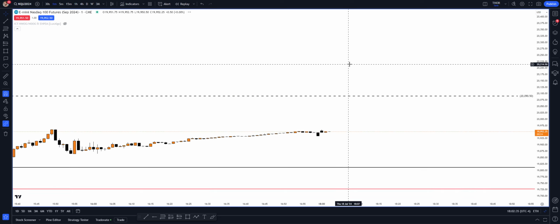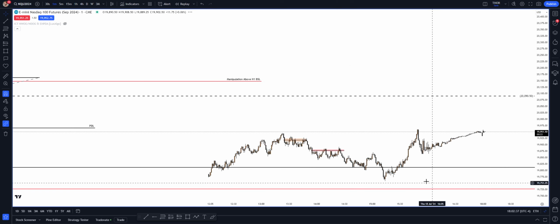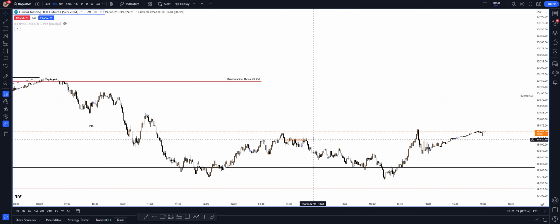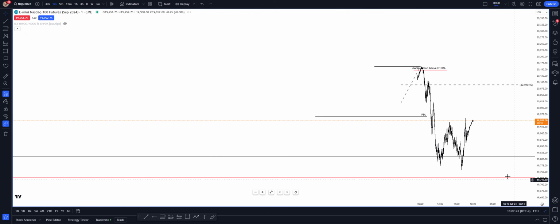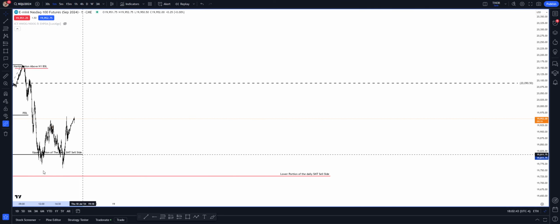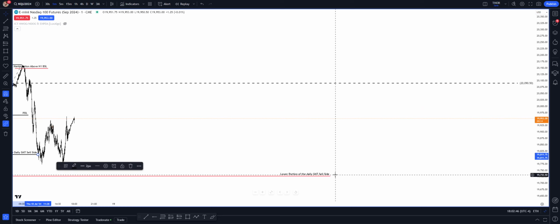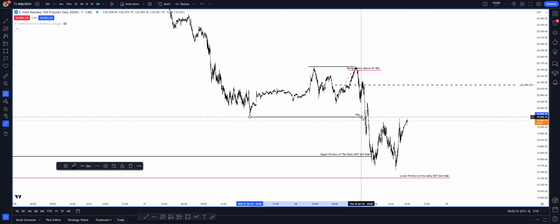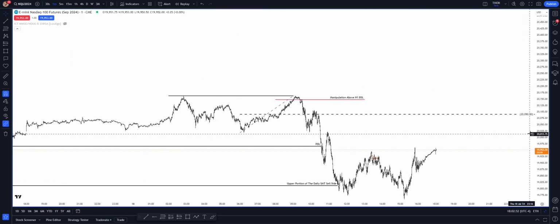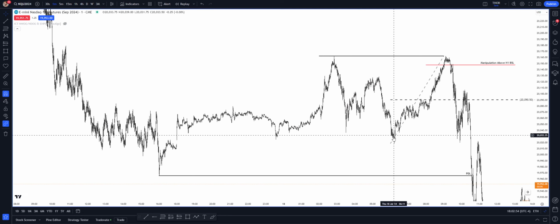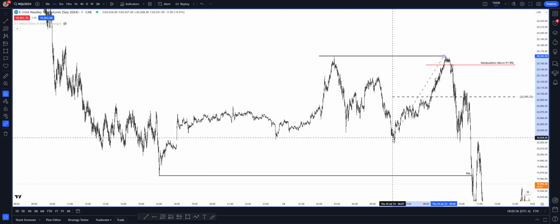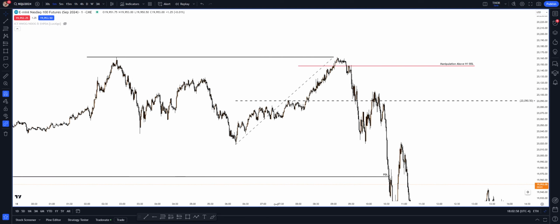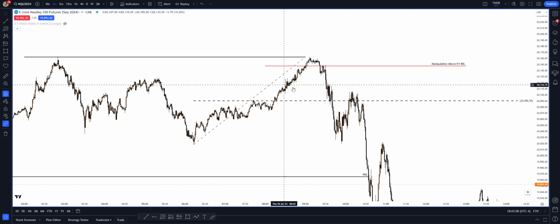And let's dive into the 1 minute and see what happened. I need to clean the chart though, and I need to fix the lines here. One second, guys. All right, cool. And the PDL. So you see, this is the 1 minute model.